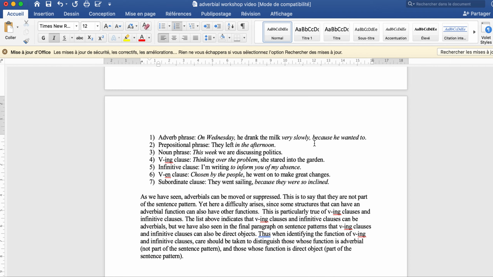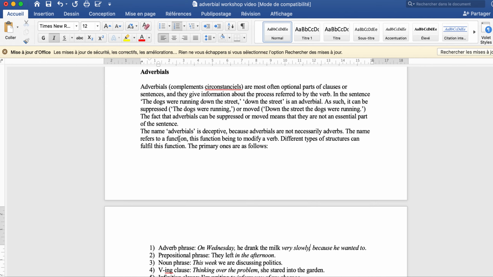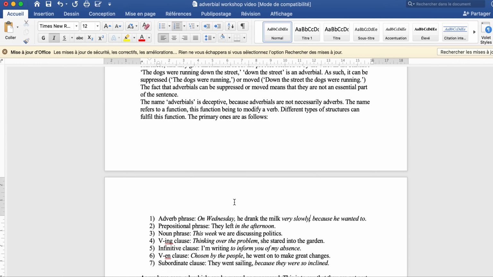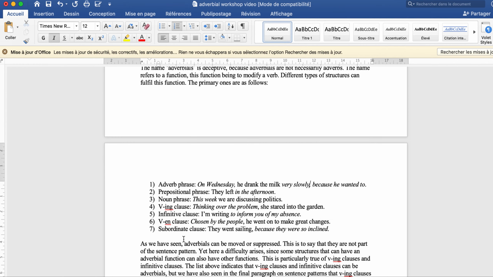So that is sort of a constant, right? And that is the theme of today's class. We're only looking at this adverbial function. But the thing that's going to be different, of course, are the kinds of structures, and they are listed here, right? And as you can see, that is stated in the document. Different types of structures can fulfill this function. The primary ones are as follows, and here we have the 7 adverbial structures, right?